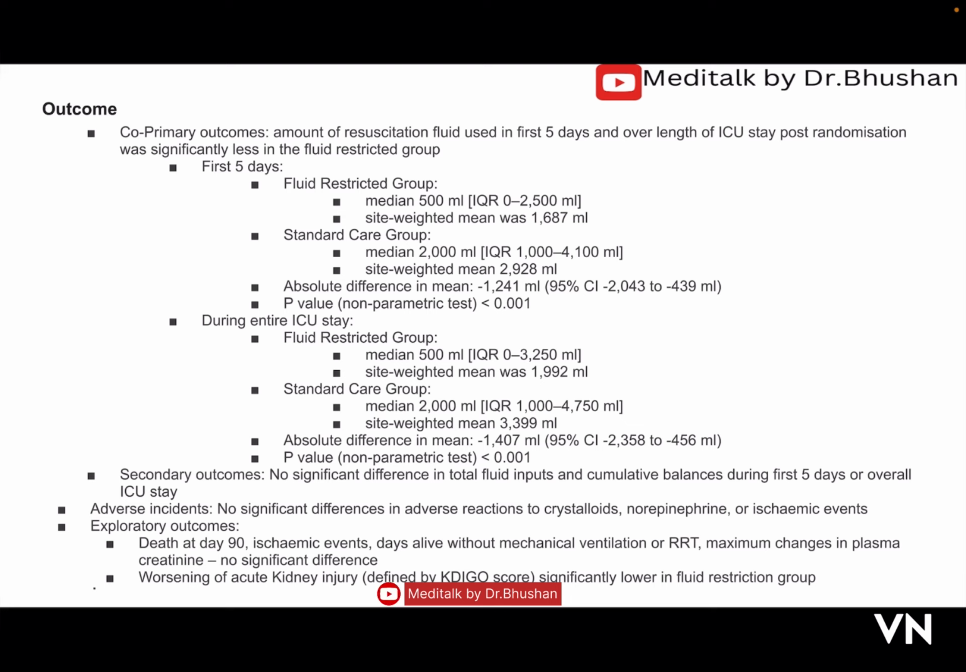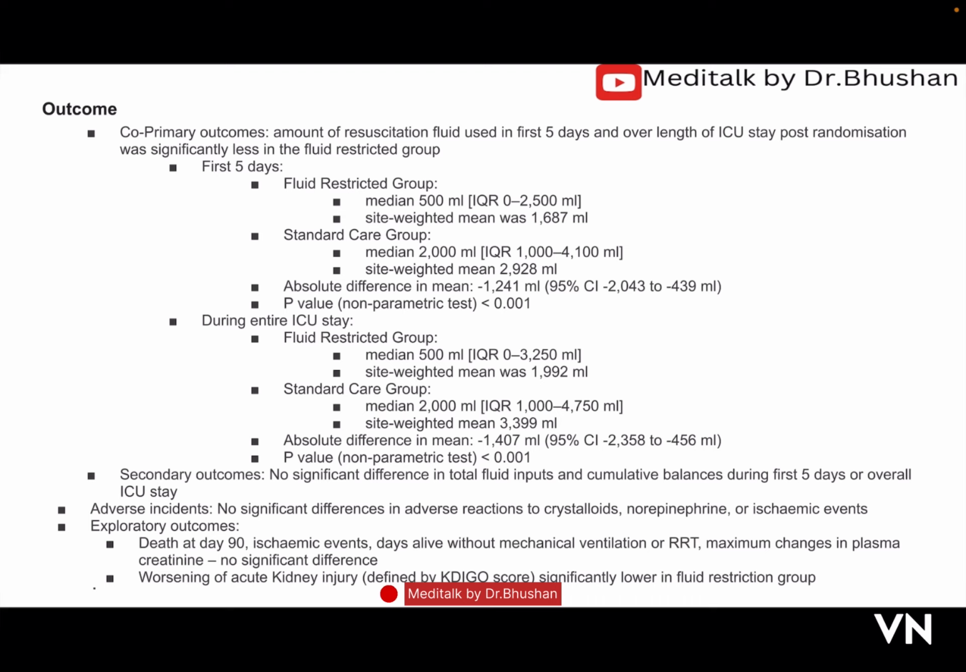During the entire ICU stay, fluid restricted group, median 500 ml, site weight mean 1922, and standard care group, median 2000 ml, site weight mean 3399 ml. Absolute difference in mean 1407, p value less than 0.001. Secondary outcome: no significant difference in total fluid inputs and cumulative balance during the first 5 days or overall ICU stay.